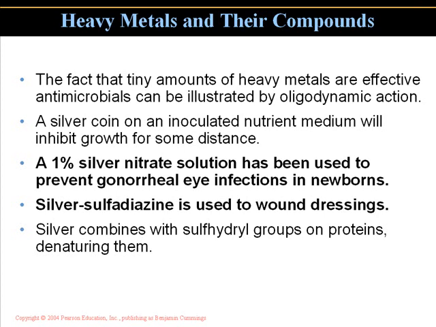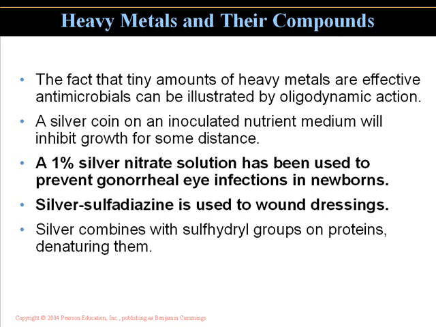1% silver nitrate solution has been used to prevent gonorrheal infections in the eyes of newborns. Mom has an active gonorrheal infection. Baby comes through the birth canal, gets exposed to gonorrhea, can lead to significant neurological problems and or ocular problems related to the infant. So at the time of birth, this used to be across the board. Every baby that was delivered got silver nitrate put in the eyes. Not that it was a bad thing, but it prevented gonorrheal eye infections in newborns.